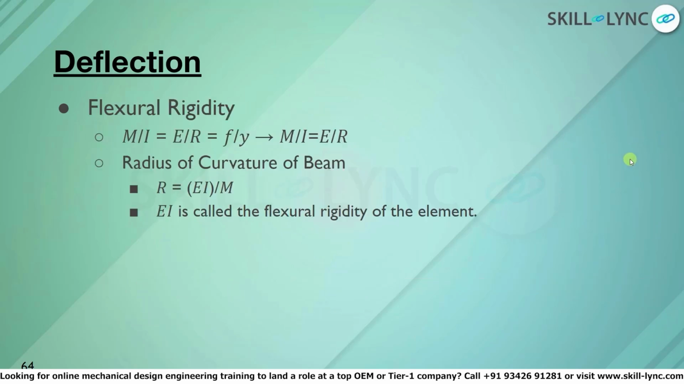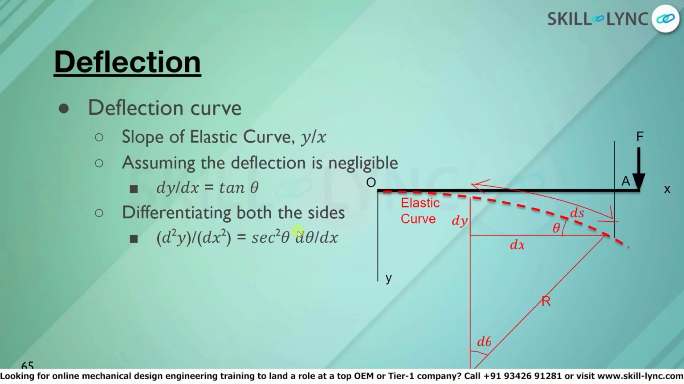Now, what is flexural rigidity? The moment equation is M by I, which is equal to E by R, and that is equal to F by Y. Let's look at the radius of curvature of the beam, which is equal to EI divided by M. Now, EI is the multiplication of Young's modulus and the moment of inertia. This is called the flexural rigidity of the element. Flexural rigidity gives us a measure of how stiff the material is against flexural bending or curving.